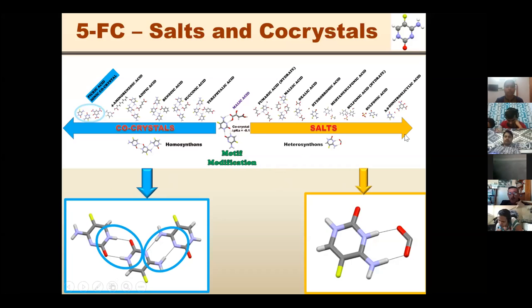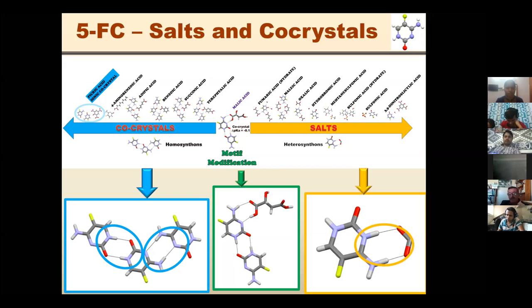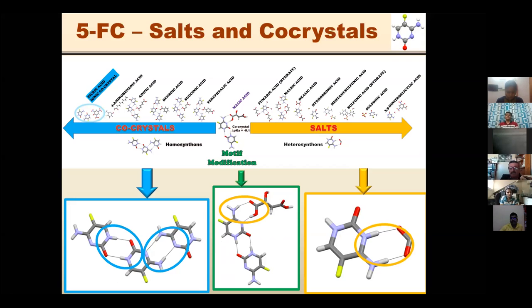We were trying to see where exactly you go from co-crystal to salt, and we were able to do that with malic acid, in which we get a structure that was partially co-crystal, partially salt, in terms of the intermolecular interaction characteristics from co-crystal and salt. On one hand you have these heterosynthons with the 5FC interacting with the carboxylic acid, and on the other hand you also have these interacting homosynthons between 5FC compounds.